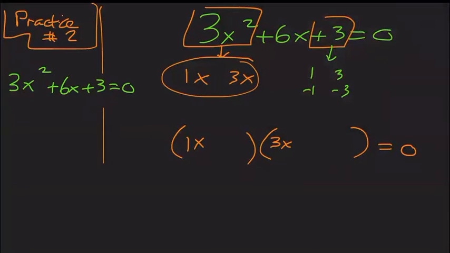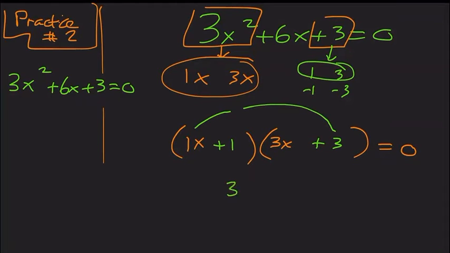And then again, we're looking at everything. It all looks positive. So we're thinking it's probably going to be this pair. We could be wrong, but let's go ahead and start trying there. So let's put +1 and +3. Use the rainbow method to check. 1x times 3. Again, just multiply the numbers.